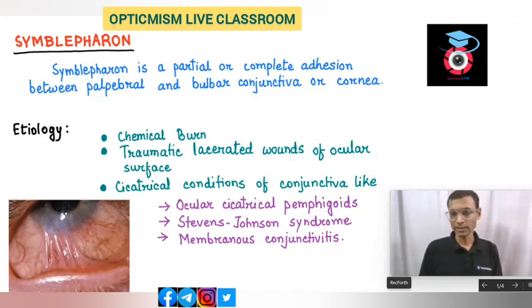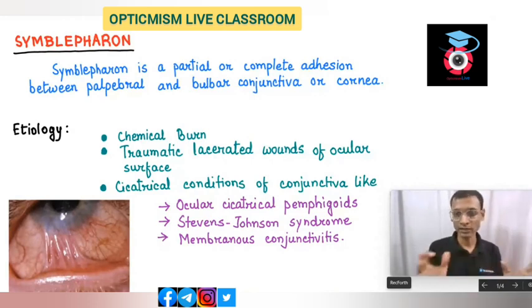Symblepharon is not actually a disease. This is a clinical degenerative condition of the ocular surface. By ocular surface we mean the epithelial surface of the cornea and conjunctiva, including bulbar and palpebral conjunctiva. There are adhesions between the palpebral conjunctiva and the bulbar conjunctival epithelium or corneal epithelium or both, and there may be involvement of the conjunctival fornix or not.